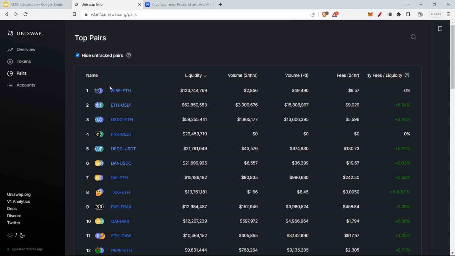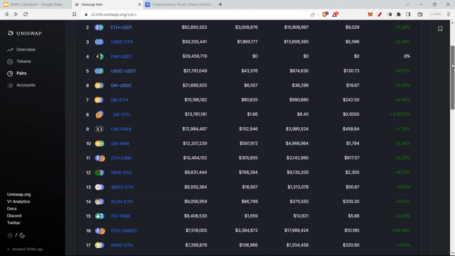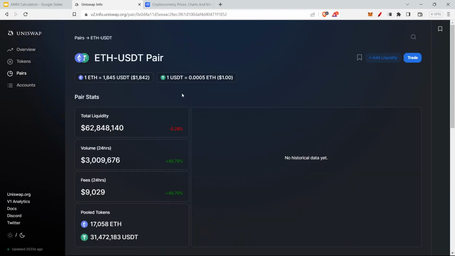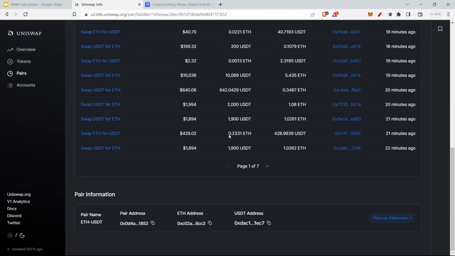Before we start with x times y equals k, I want to show you what a liquidity pool is. If you head over to v2.info.uniswap.org, you'll realize that there are a lot of pairs like this. And in this pair, you'll see this word called liquidity, which is the value, and you'll notice that some of these pairs have very high liquidity. So for example, this Ethereum USDT pair, if you click on it, it has $62 million inside this pool.